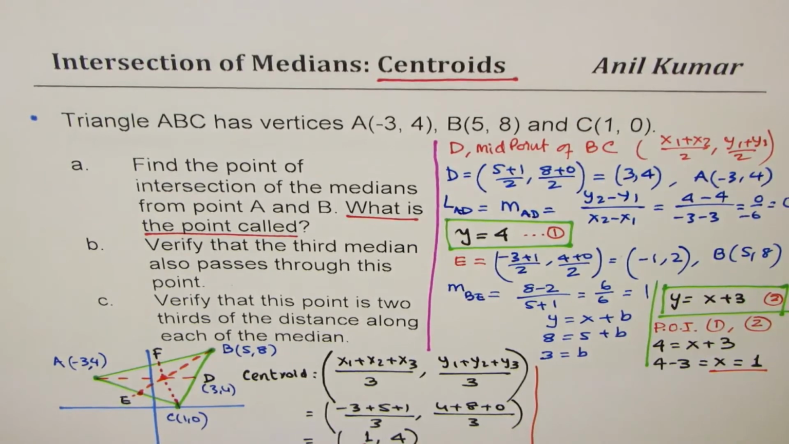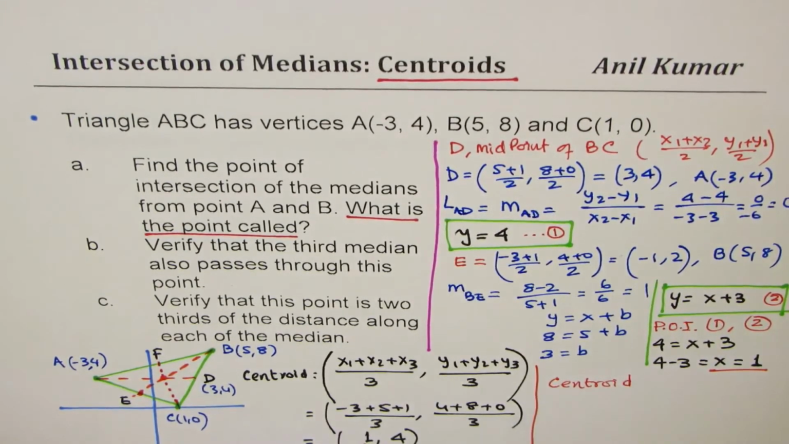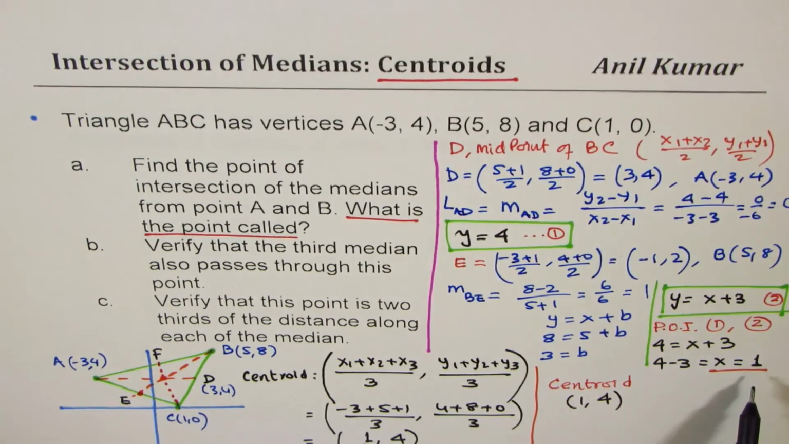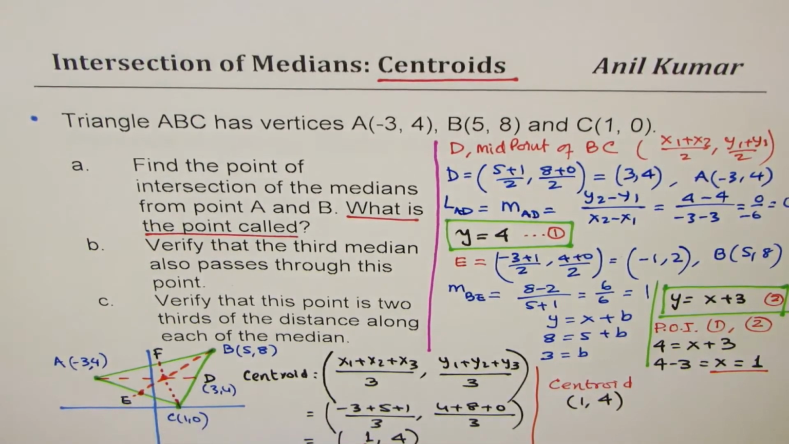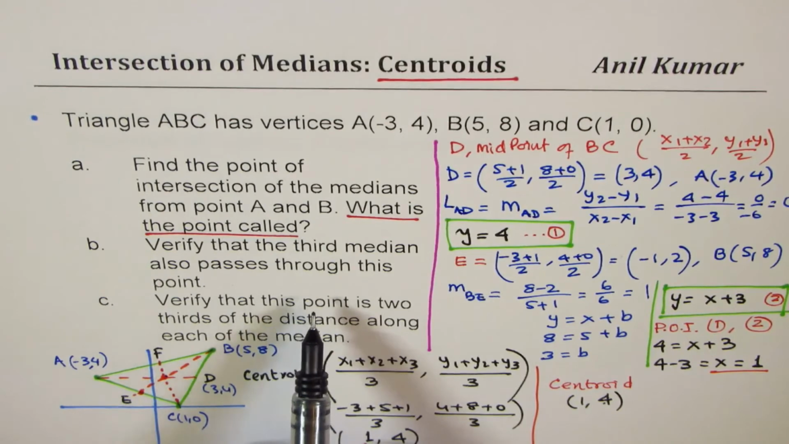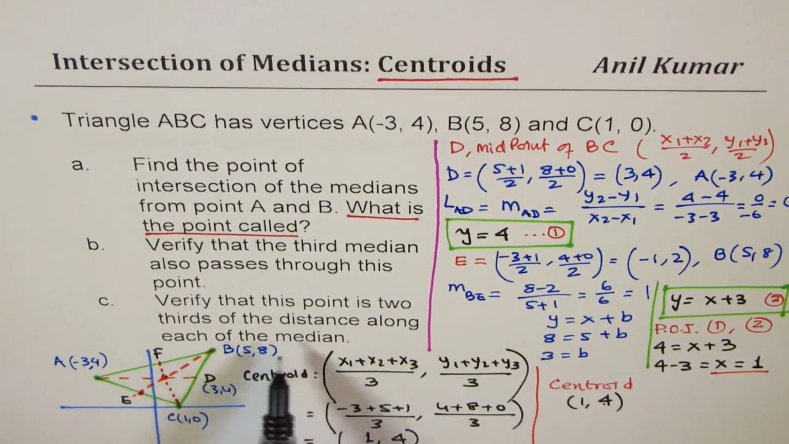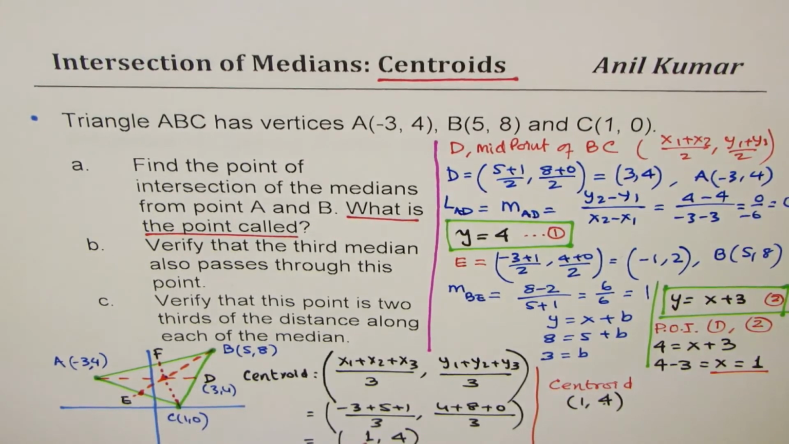Now we know here that the centroid is at x equals 1 and y equals 4. Now y equals 4 is a horizontal line, and x equals 1 happens to be the vertical line. Okay, so the centroid is at 1, 4. So we found this point as 1, 4. Now we have to verify that the third median also passes through this point. And secondly, we have to also verify the distance. Verify that the point is 2/3 of the distance along each median, right? So let's move on to the next page.